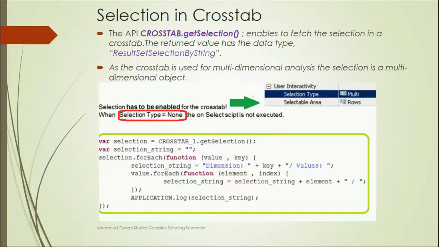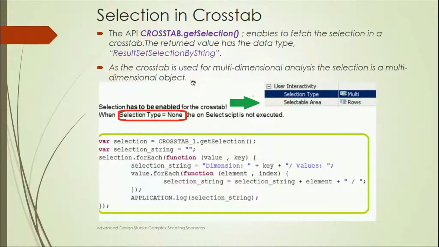Selections in Crosstab: the Crosstab has one of the APIs, Crosstab.getSelection, a function which enables us to fetch the selection in a Crosstab. There may be many rows which we want to select, so that way we can use this getSelection function. The return value will be of data type ResultSet, selection by string. So the complete result set, like suppose there are 10 columns we want, will be completely fetched with the result set selection by string.